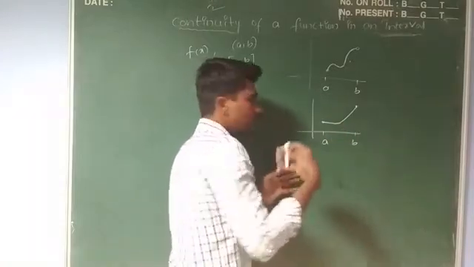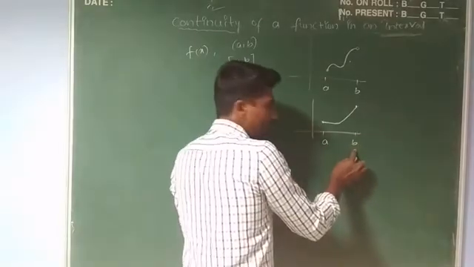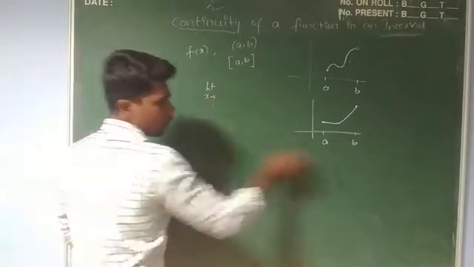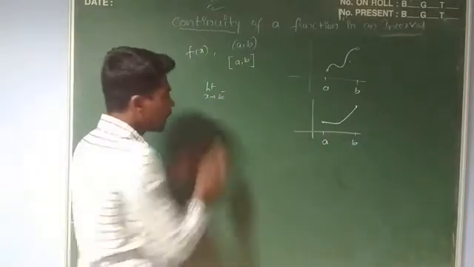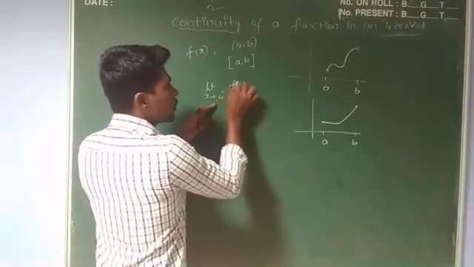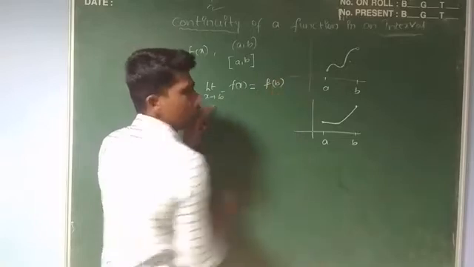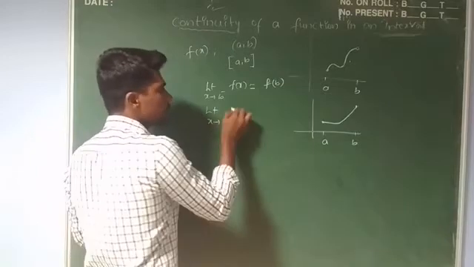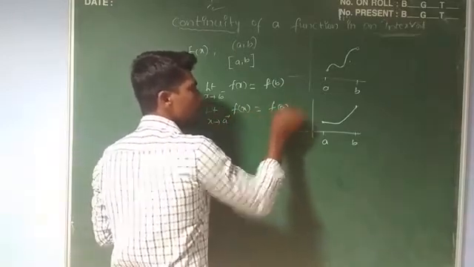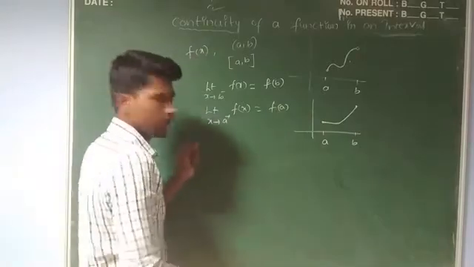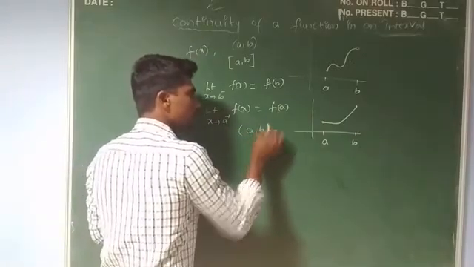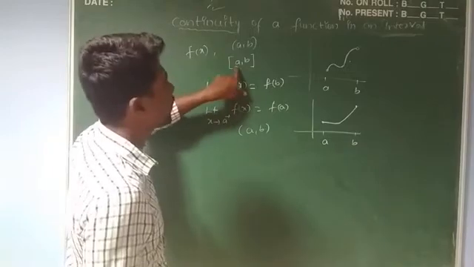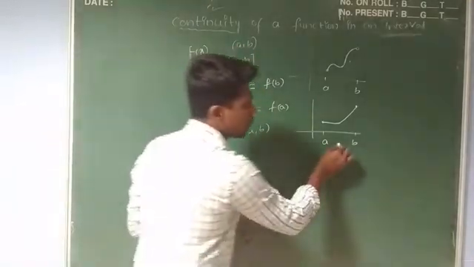So if I want to say the given function is continuous from a to b, I should define the function like this: the left limit as x tends to b minus of the function should be equal to f of b, and the right limit of the function at a plus should be equal to f of a, and the function should be continuous for all values between a and b. Then we can say the given function is continuous on the closed interval a comma b. So this is the example for the second one.